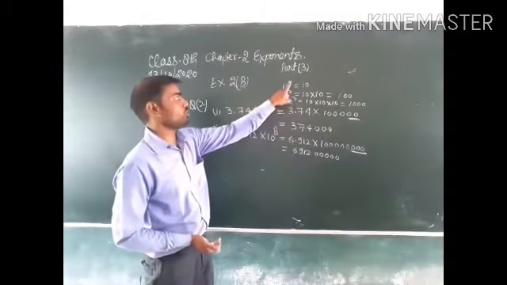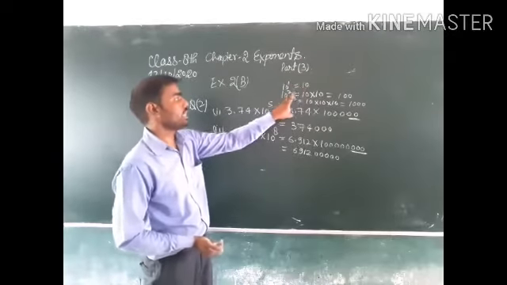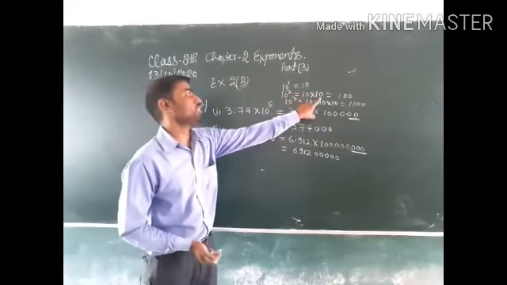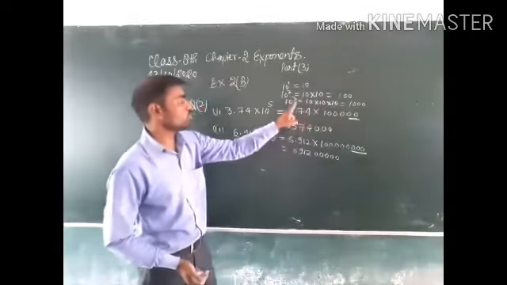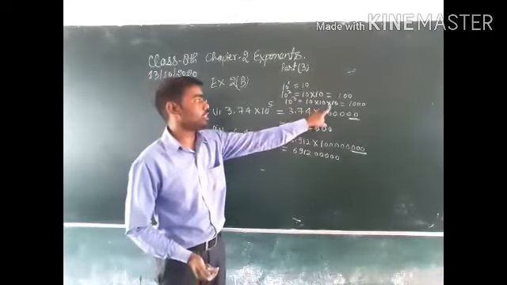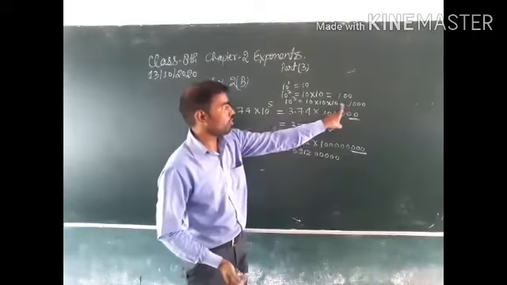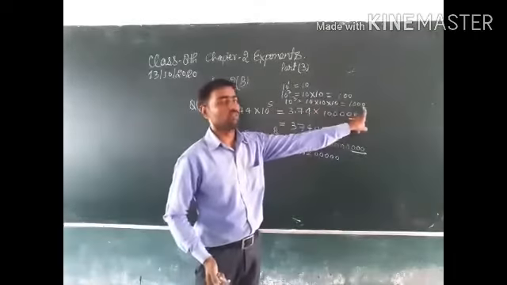So first of all, 10 to the power 1 means 10. 10 to the power 2 means 10 into 10, that means 1 and two zeros. 10 to the power 3 means 10 into 10 into 10, it means 1 and three zeros.